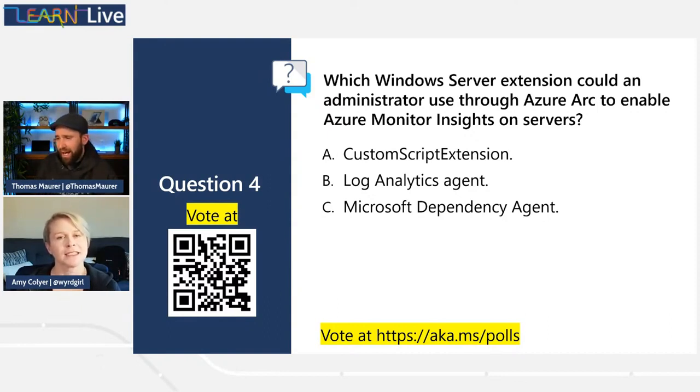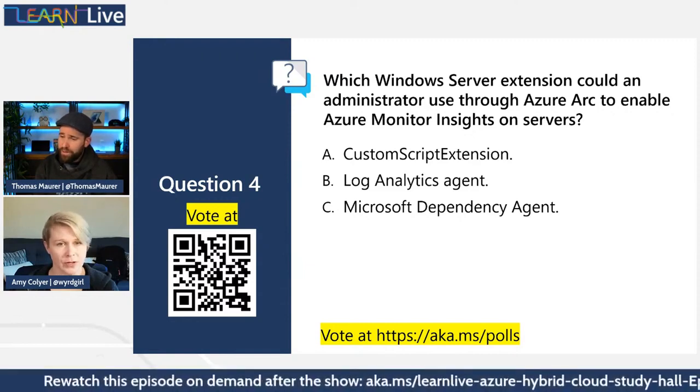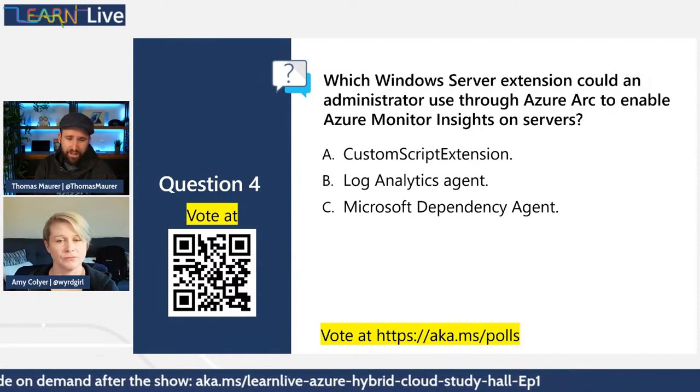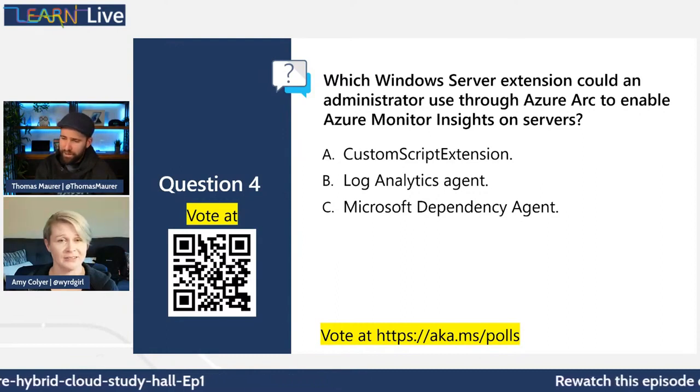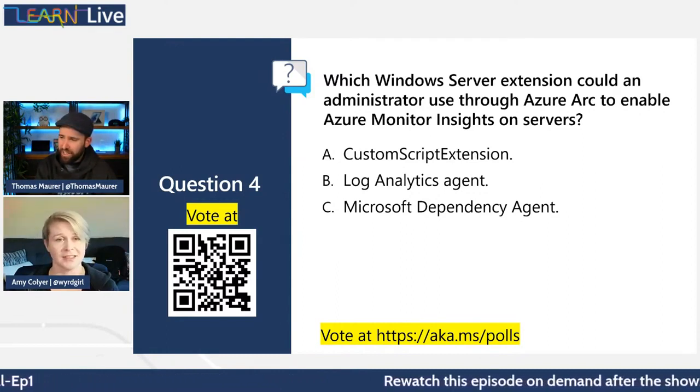I think many of you also know what the custom script extension is. It allows us to run a custom script against the server, which we definitely have to do differently when it comes to Azure monitoring. So I would say A is not an option. So we have B and C. Monitoring is based on logs, but as you said, we needed the dependency agent to do that. What do you say? I think C, the dependency agent. I agree with that one. I would also take this one.